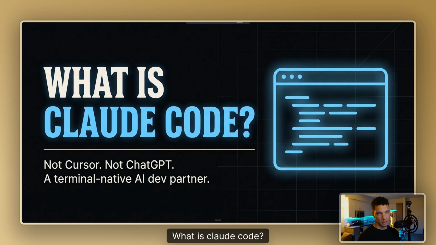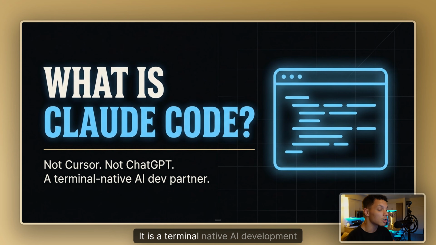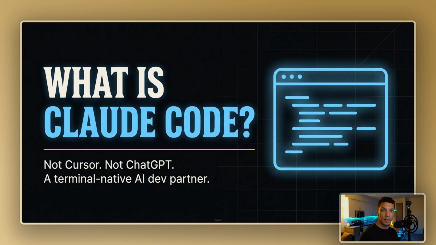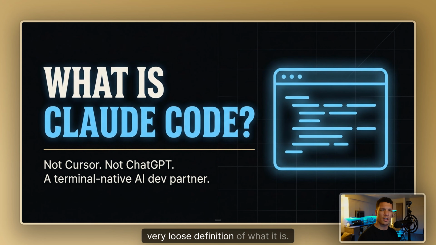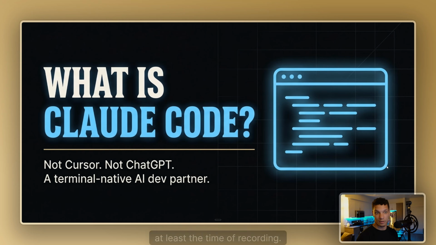What is Claude Code? It's not a cursor. It's not like ChatGPT. It is a terminal native AI development partner. And that's a very loose definition of what it is. It is arguably the most powerful autonomous AI agent that's available to the public, at least at the time of recording this.